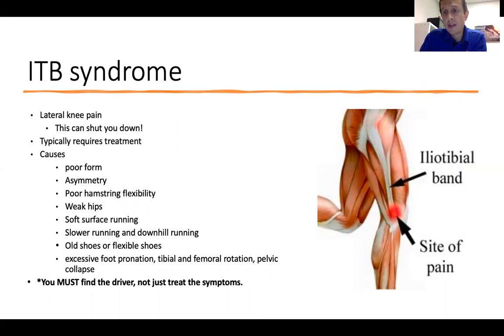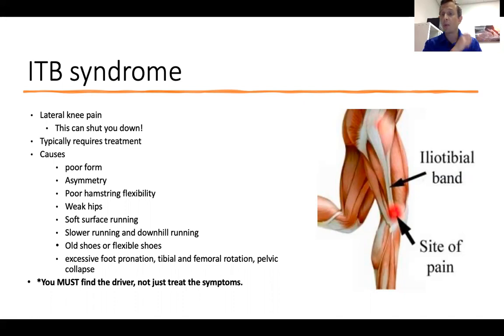This is one of those things that dry needling can be really effective at managing, the symptoms of pain on the outside of the knee. But we still want to address the driver, what caused this to happen in the first place. That could be poor form, asymmetry at the hips or the feet, poor hamstring flexibility sometimes, hips not being very strong. Soft or cambered surface running can cause this. We see this sometimes after somebody has been running with somebody at a slower pace than they're used to, or excessive downhill running.